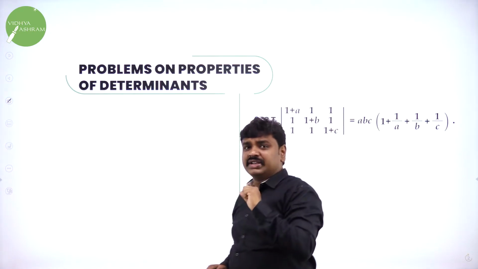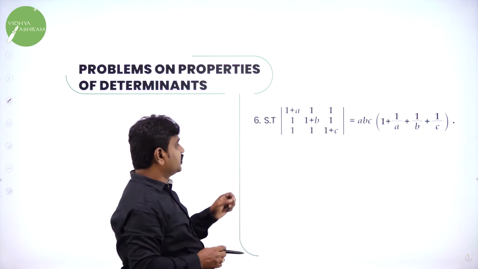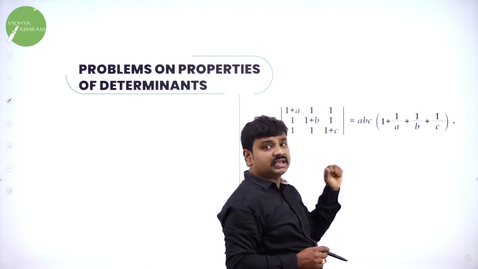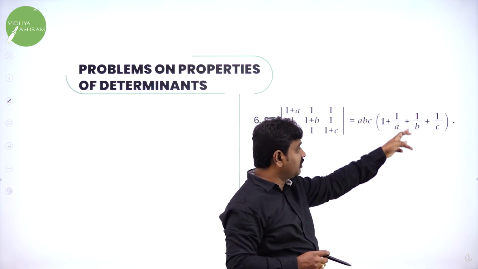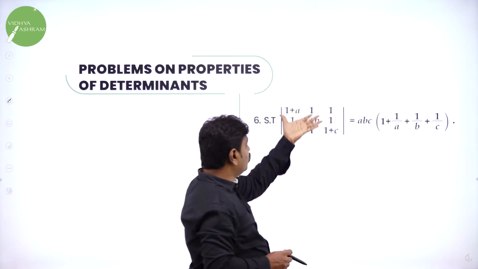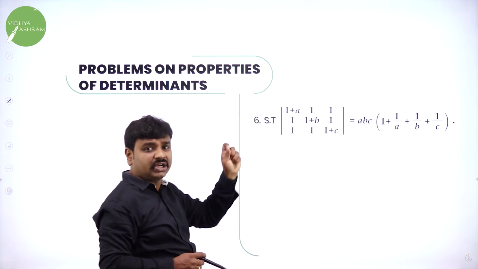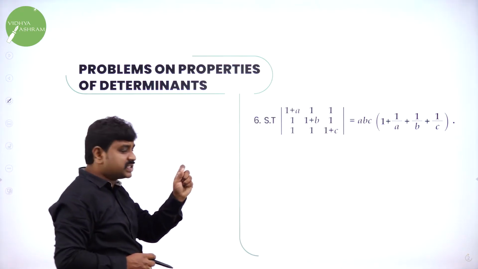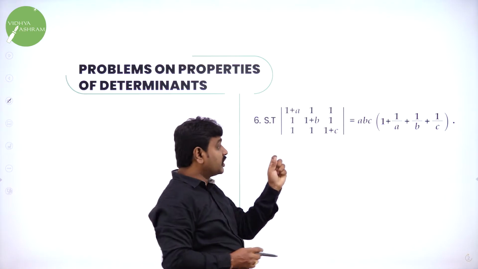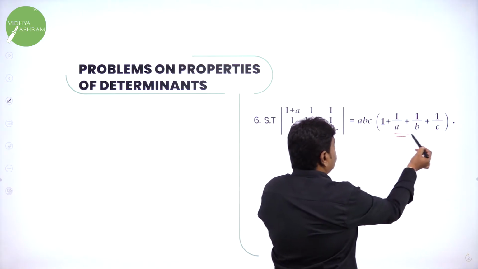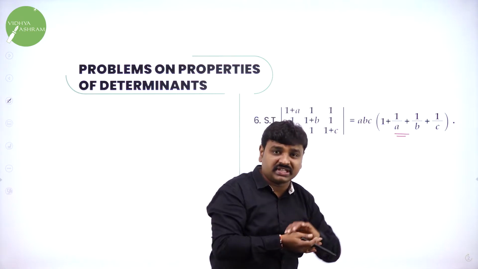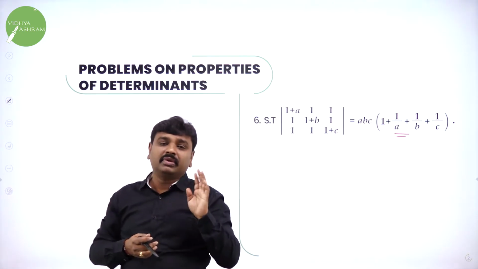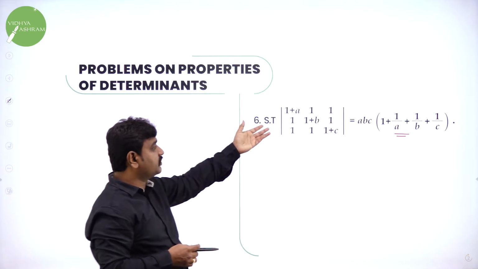See, depending on the RHS, we have to make a decision. Here you can see A, B, C as common and 1 plus 1 by A, 1 by B, 1 by C. Here you don't have any reciprocals. What can we do? The decision depends on what the RHS is. Observe the RHS carefully: 1 by A, 1 by B, 1 by C is there. So I have to get 1 by A, 1 by B, 1 by C. But here in the LHS we don't have that.